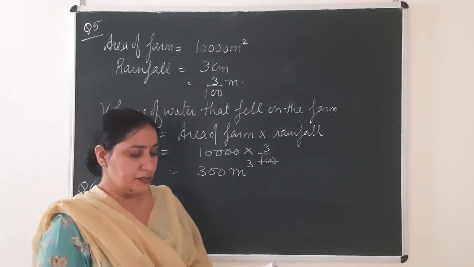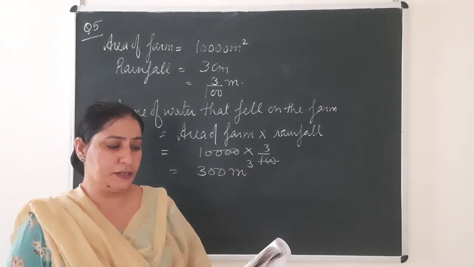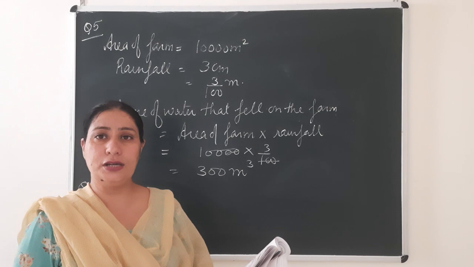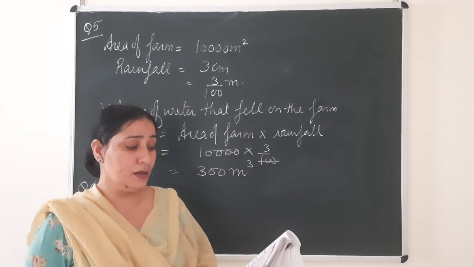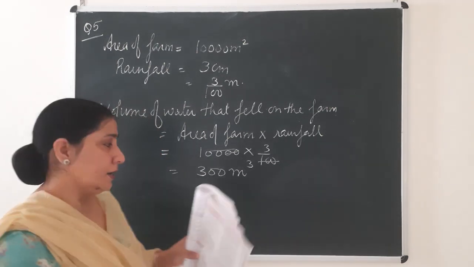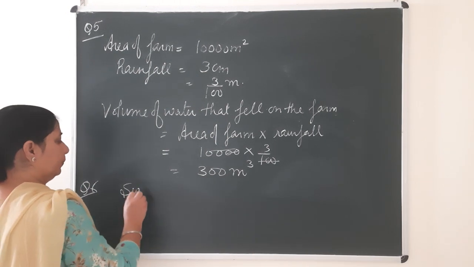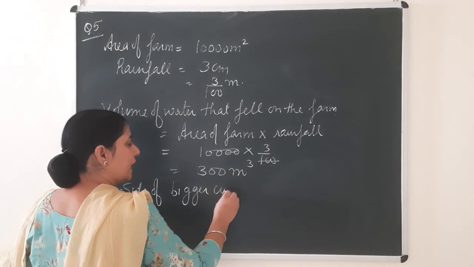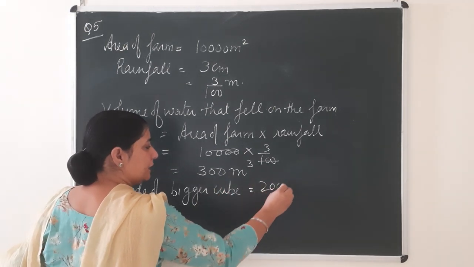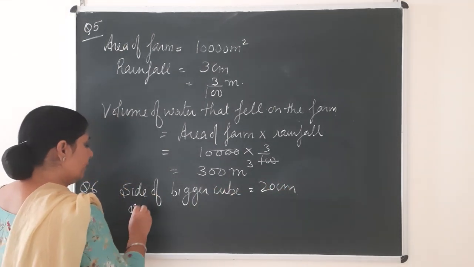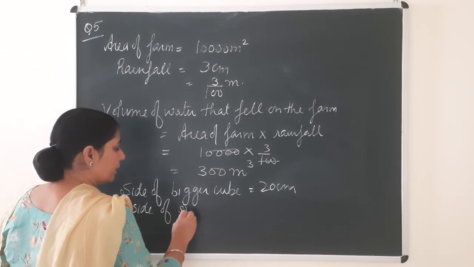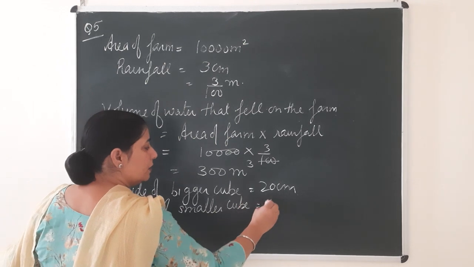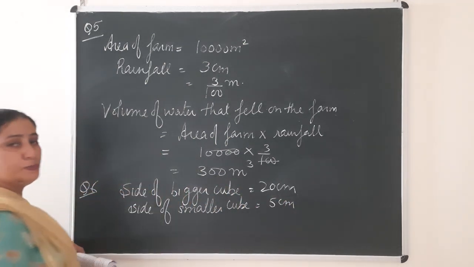In question number 6 he says, how many 5 centimeter cubes can be cut from a cube whose edge is 20 centimeter? Understand that we have a big cube. The side of the bigger cube is given to you equal to 20 centimeter, and we have to make small cubes of side 5 centimeter from this bigger cube.